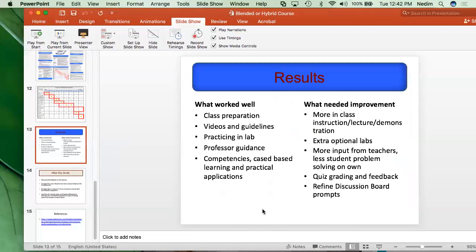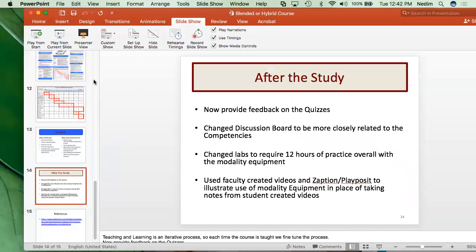Right. And then we sort of covered the results. After the study of this course, we did change, we now have feedback on all the quiz questions. I release the quiz after the week is over and after everybody's taken the quiz. Then every question has feedback, so they know why one answer was not as correct as another answer. So that was helpful. And then we did change the discussion boards so they specifically relate to the learning outcomes and, more importantly, to the performance competencies that they have to practice.